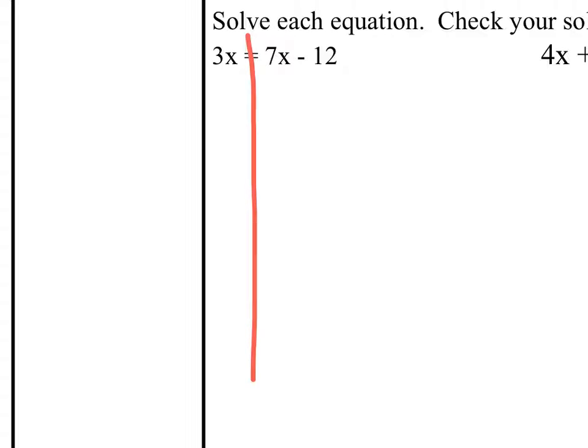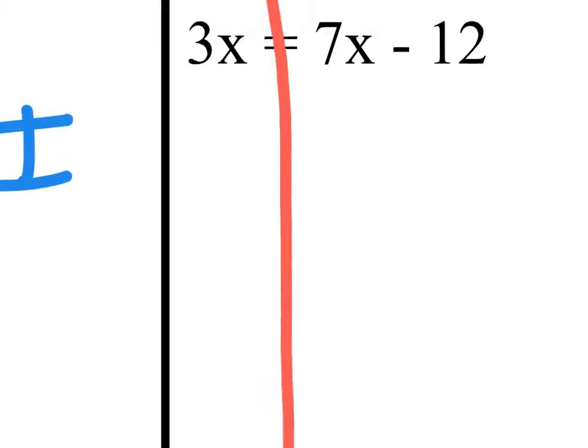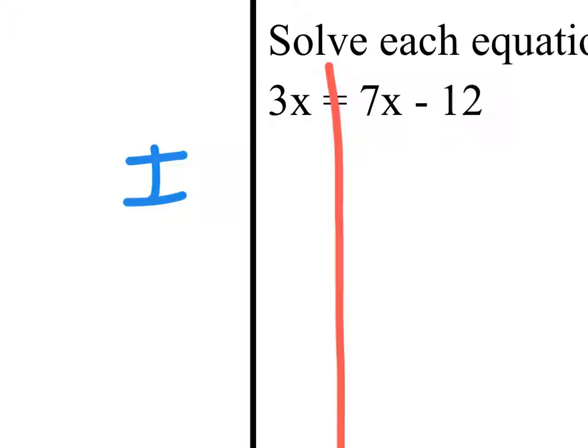So I'm trying to isolate, so I'm going to write an I out to the side. I'm going to get 3x and 7x together, but I can't just combine them because they're not like terms, but they are friends. So what I'm going to do is subtract 7x from both sides. Could someone please explain to me why am I subtracting and not adding? Raise your hand. Why do I subtract?